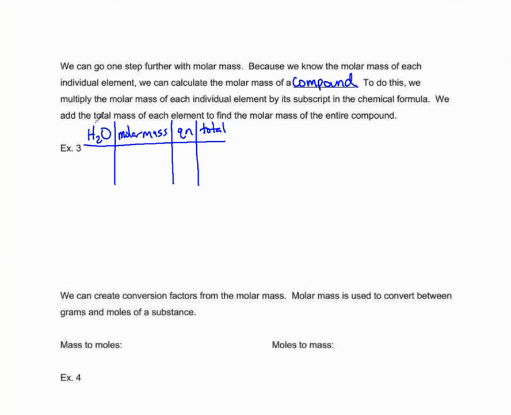In the first column, the one that has the chemical formula, the only thing I'm going to do is write out the elements that I have in this compound. For this one, it's hydrogen and it's oxygen. For molar mass, I look at my periodic table. Looking at hydrogen, I'm going to round it to 3 significant figures. And so it's 1.01, and the units are grams per mole.